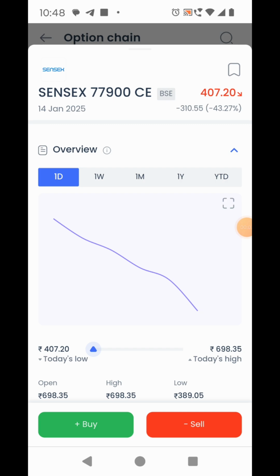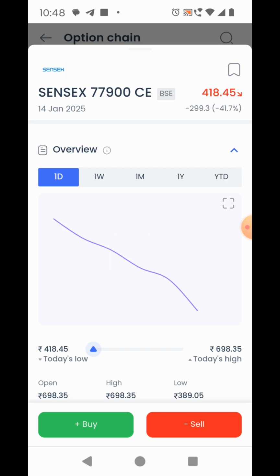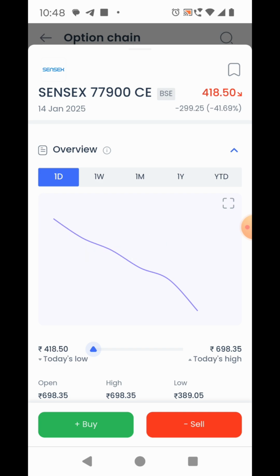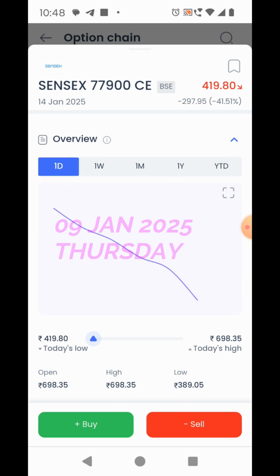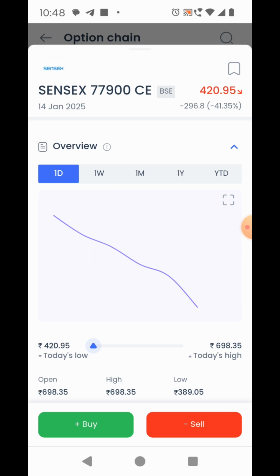Yes, at 100 points down. So our second average also has been done. You see the low is 389. Okay. Now having done with this, our target will move to 500. Okay. Otherwise 350 will be the stop loss, and target would be at 500.